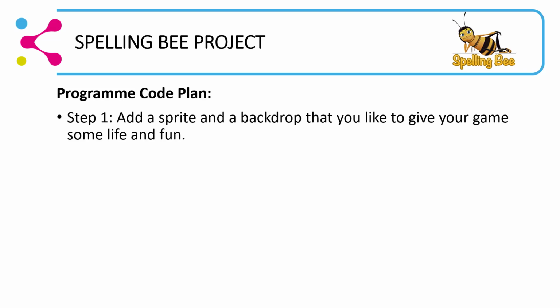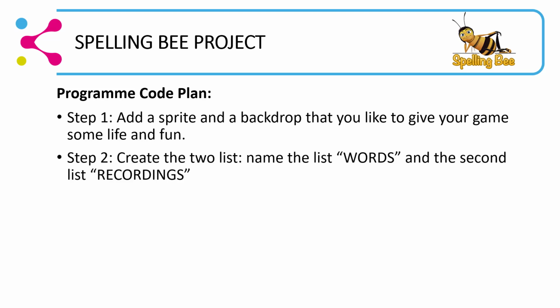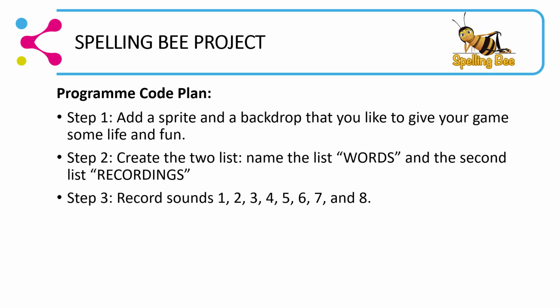In step 1, add a sprite and a backdrop that you like to give your game some life and fun. In step 2, create the two lists. Name the first list words and the second list recording. In step 3, record the sounds 1, 2, 3, 4, 5, 6, 7, and 8 as we have discussed in the previous lesson. In step 4, create an event to start the code.